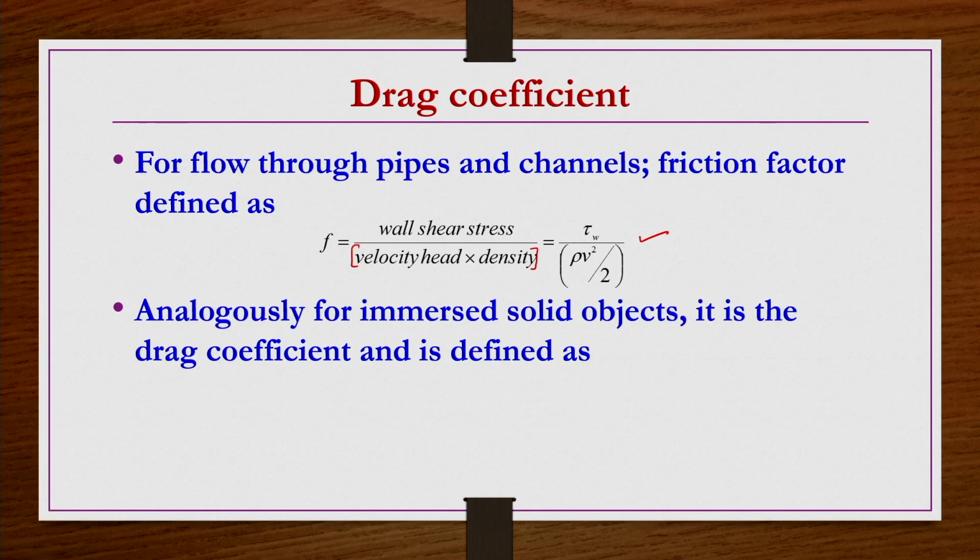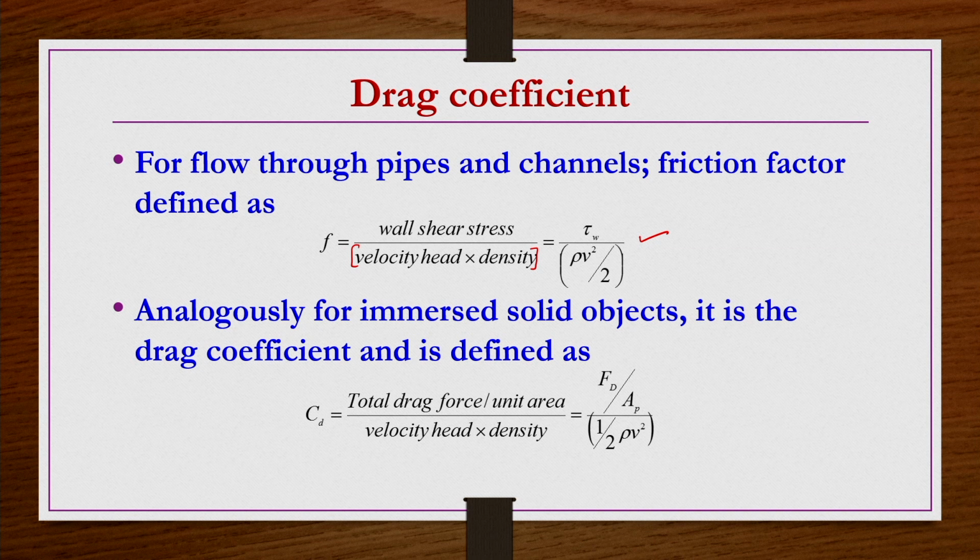So, analogously for immersed solid objects, it is the drag coefficient, and it is defined as CD equals drag force per unit area divided by the velocity head multiplied by density. So, FD by AP is analogous to tau w, whatever we have taken in the friction factor, and then half rho v square is the velocity head and density component for the non-dimensionalization. So, this is how CD is defined. Drag coefficient is designated by CD, friction factor is designated by f, right.